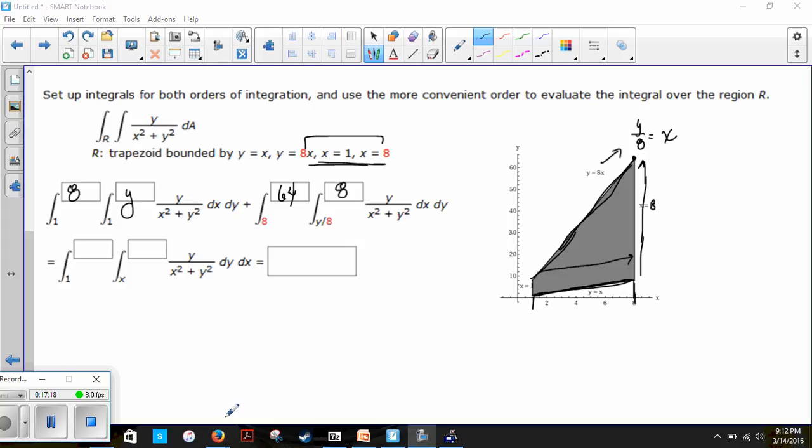It would be a lot easier if we went the other way and dealt with the dy first, because I have both of these written in terms of the y, right? These are really nice and neat. So I can go from the x to the 8x for my y values. And then for my x's, I already have them defined. That is just 1 to 8. So this is going to be the easier one to integrate.